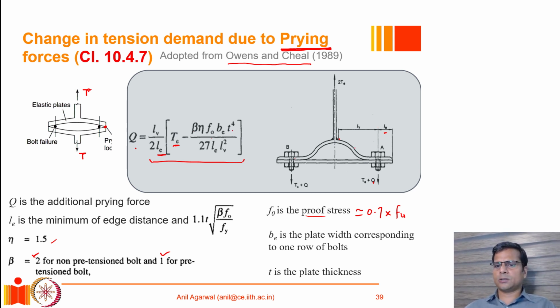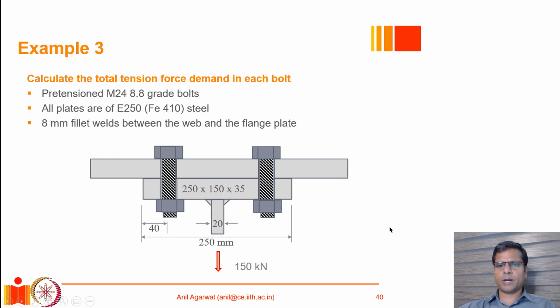T is the thickness of this plate, because how much prying action will develop also depends on the plate thickness. If the plate is very, very thick, it does not deform at all, and as a result, there won't be much of a prying action. So T has an important role to play there. Divided by 27, LE, which we have seen already, which factors these are. Okay, so we can use this expression to calculate the additional tension force demand in the bolt. So now let's do one example.